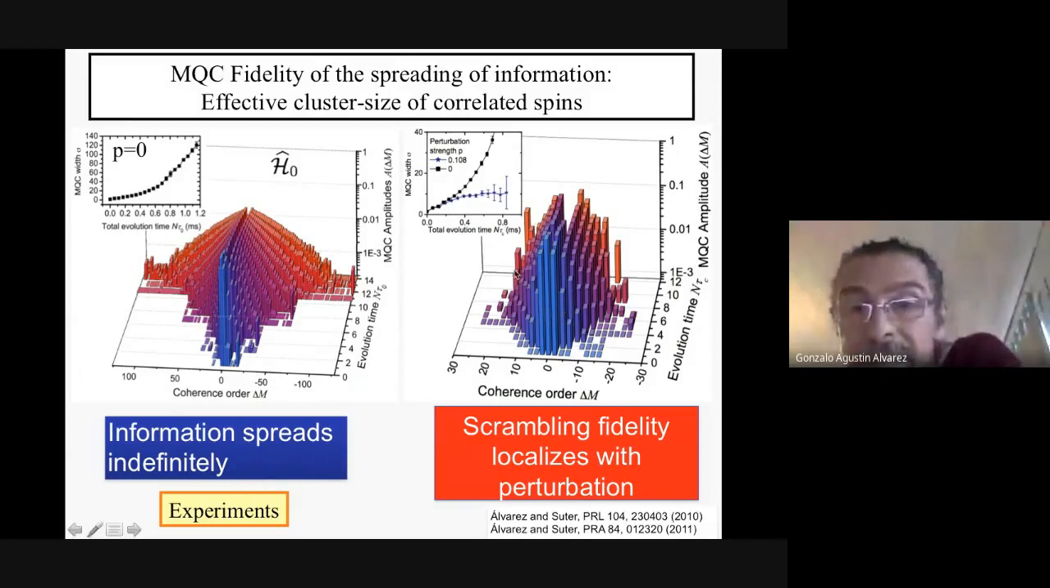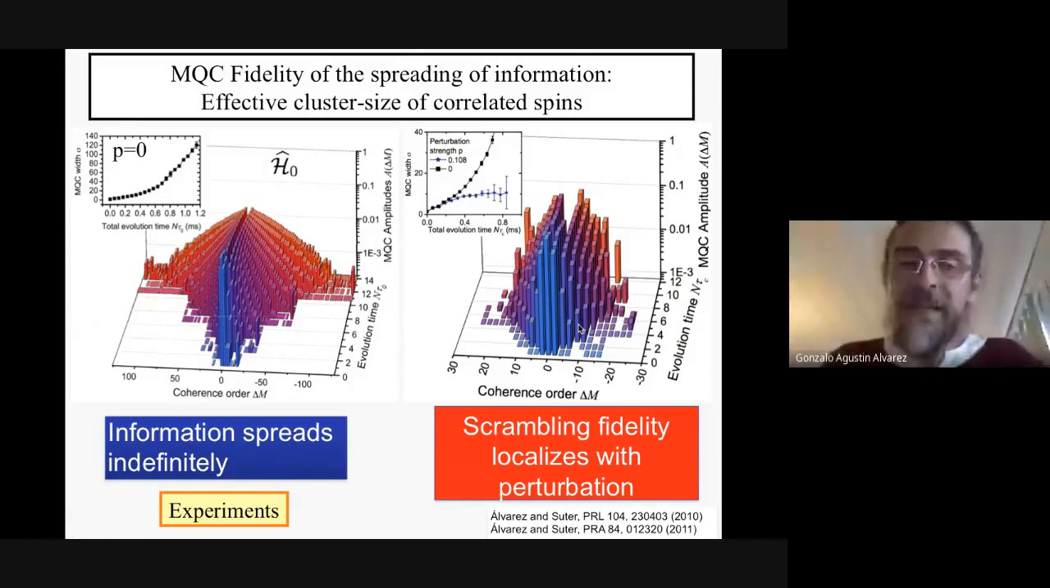So this is what is giving us the information. Then this width is the number of spins that were correlated in a controlled way, how well the scrambling of information is similar between the ideal and the perturbed evolution. And this is telling us that the scrambling of information in a controlled way is localized.